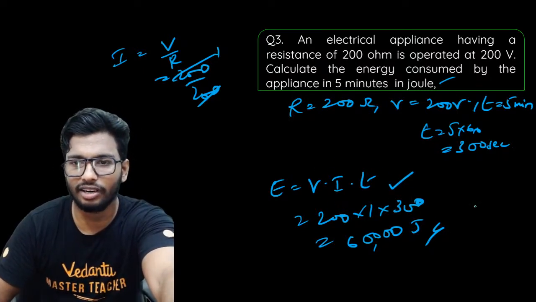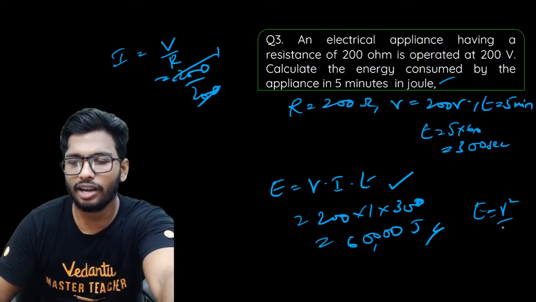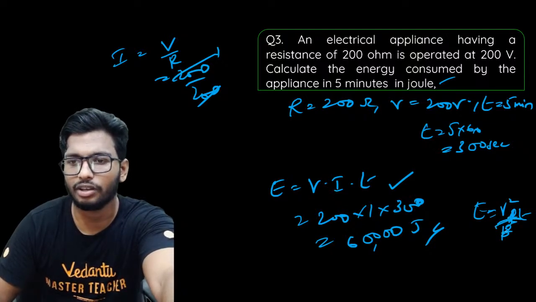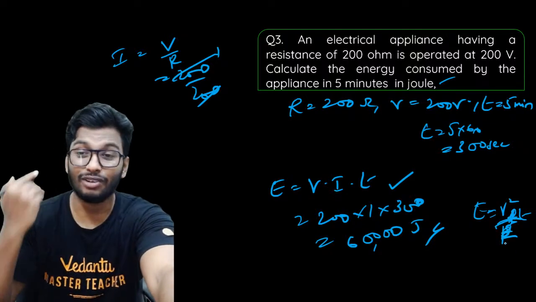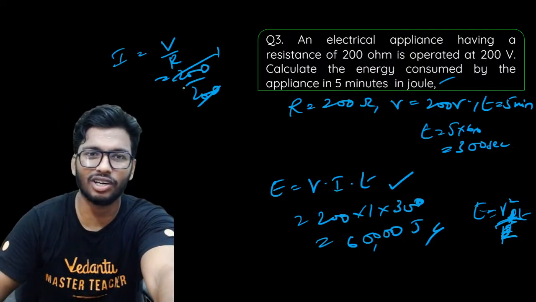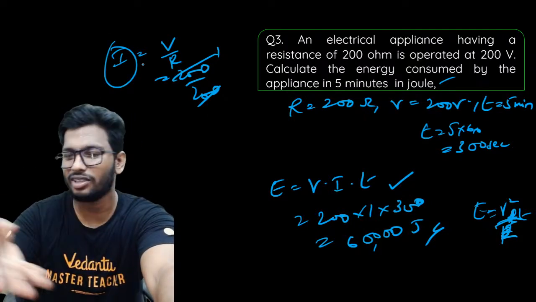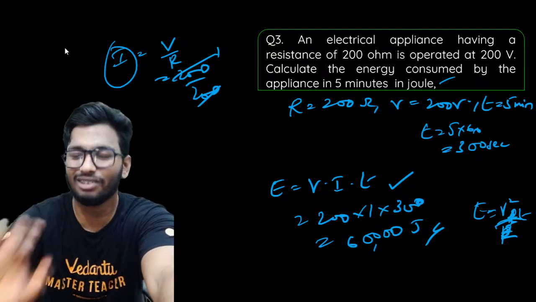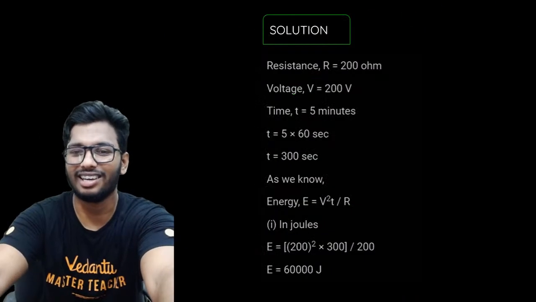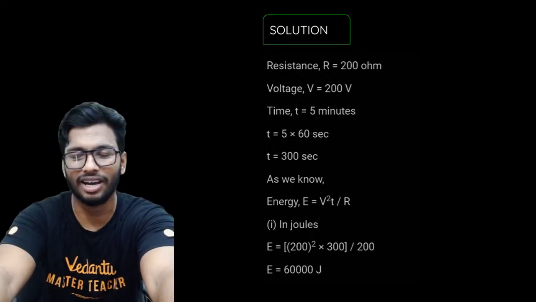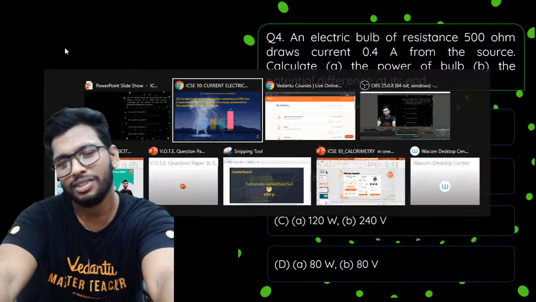Either you can use this formula directly, or in place of I, we can write V square by R into T, since you're substituting for I. Either find the current first and substitute the value, or use V square by R into T. Either way, it's correct. Use whichever formula you're comfortable with. The answer you'll get is 60,000 joules.